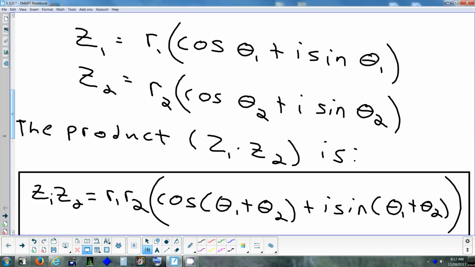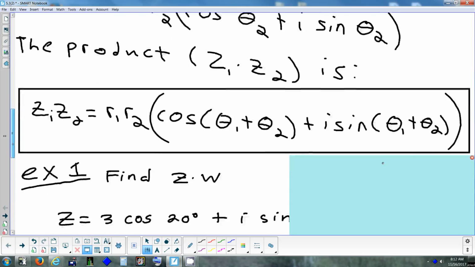As long as R1 and R2 are reasonable numbers, you should be able to multiply them in your head, and the same with θ1 and θ2. All the same rules apply here. If you get a negative in your answer, you can fix it all the ways we've talked about. Let's try an example.